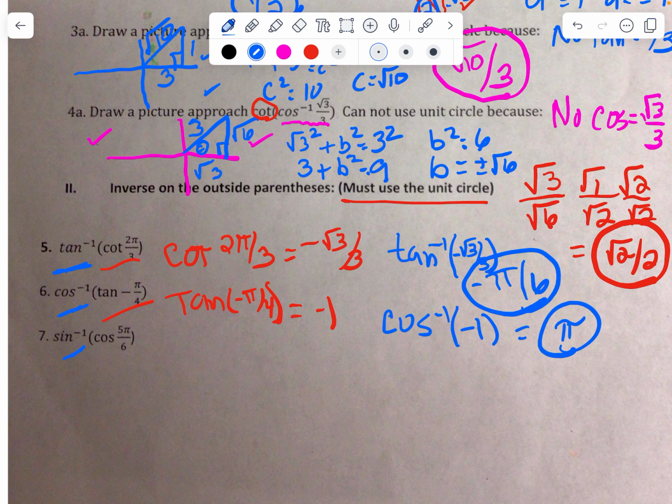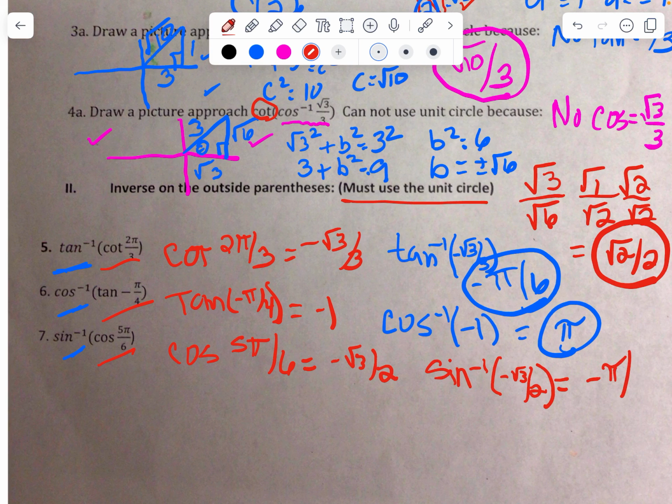Now last problem, inner parentheses first. What is the cosine of 5 pi over 6? Well, the cosine of 5 pi over 6 is negative root 3 over 2. So now I have the sine inverse of negative root 3 over 2, because the inner parentheses is negative root 3 over 2. So the sine inverse of negative root 3 over 2 would be negative pi over 3.